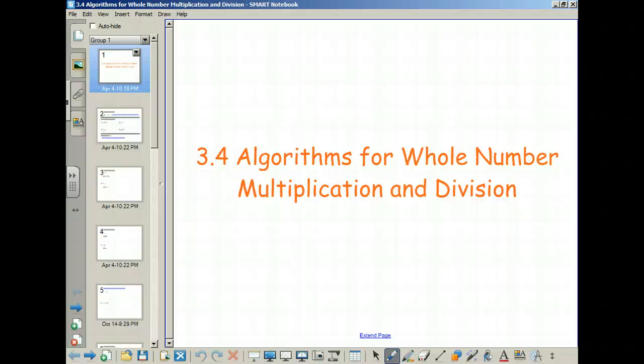Right, so in section 3.1 we talked about whole numbers and addition and subtraction. And then in 3.2 we talked about algorithms for addition and subtraction, that is, ways of doing the addition and subtraction. 3.3 I was not a part of, but in 3.3 we talked about the concepts behind multiplication and division, the different models and whatnot. And then in 3.4 today we're talking about algorithms for multiplying and dividing.